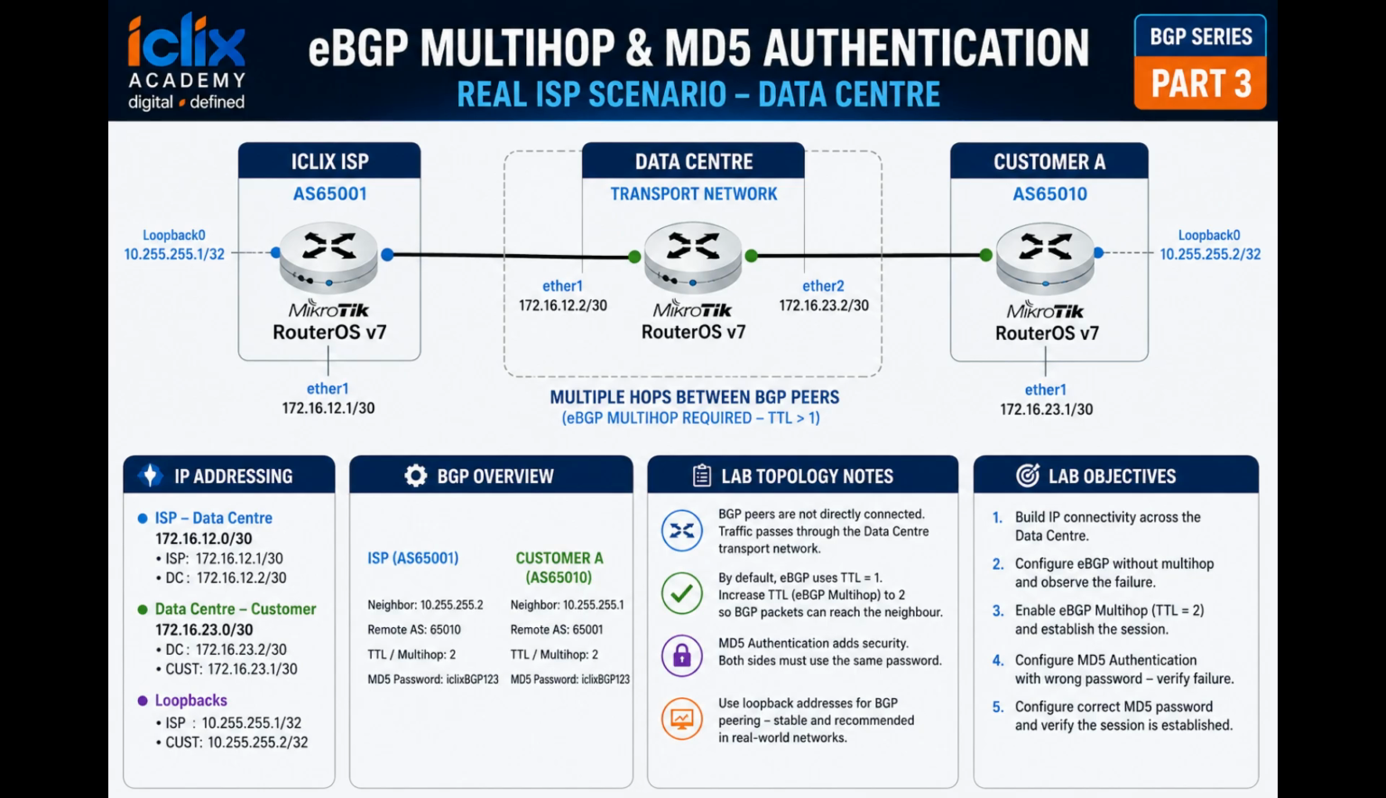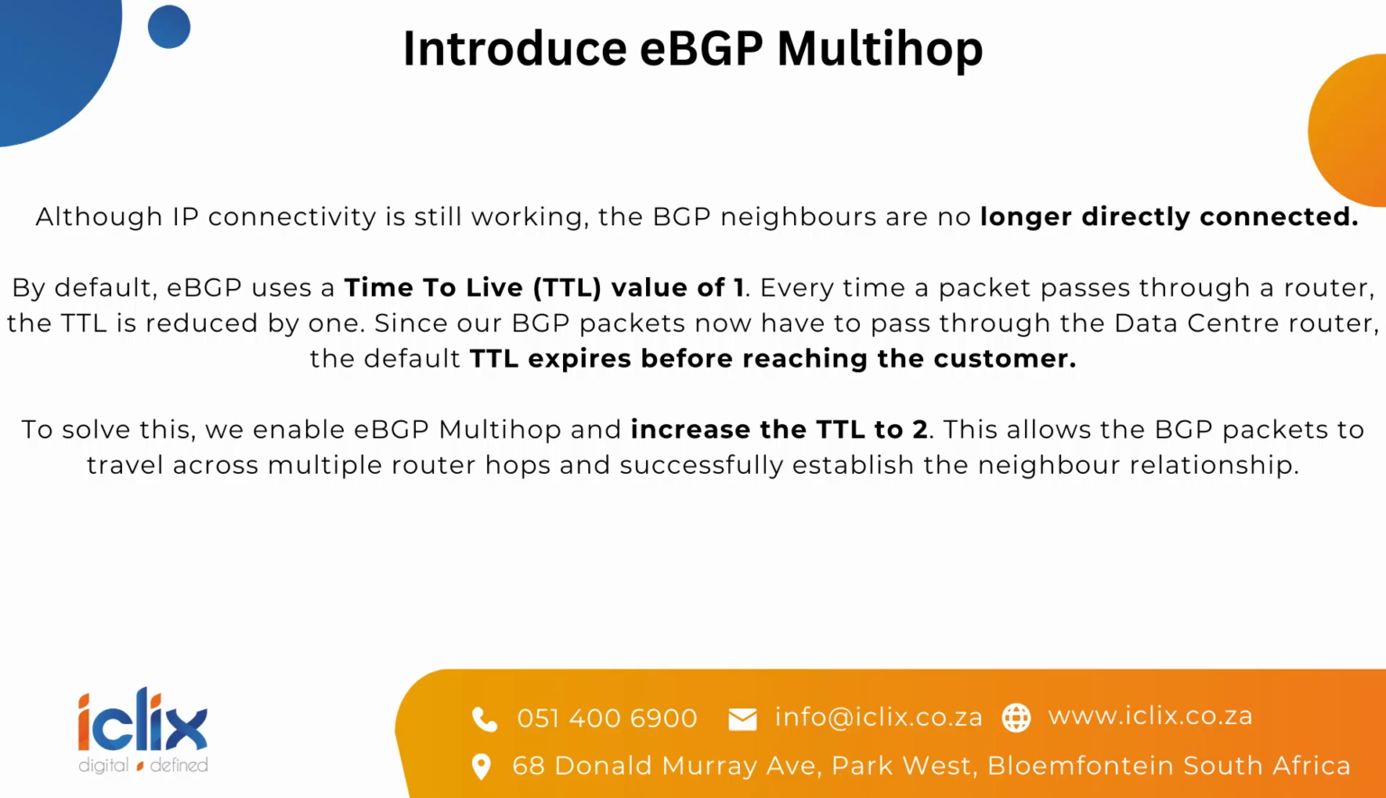Imagine your customer has rented rack space inside a data center. The customer installs their Mikrotik router inside the data center and requests a BGP peering session with your ISP. Your ISP router is located in your core network, while the customer router is located inside the data center. Between both routers is the data center's transport network. Although IP connectivity is still working, the BGP neighbors are no longer directly connected.